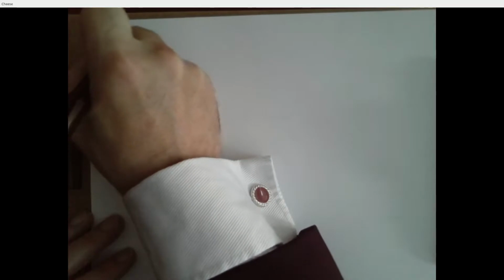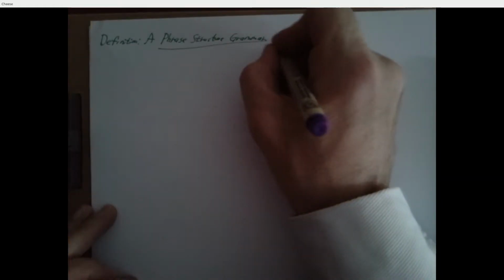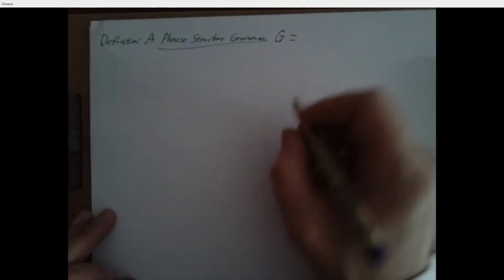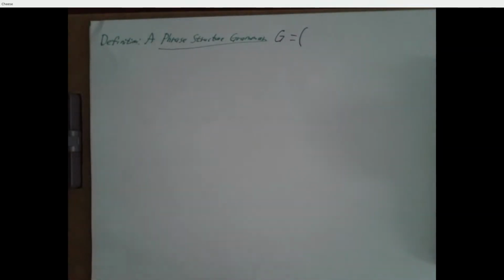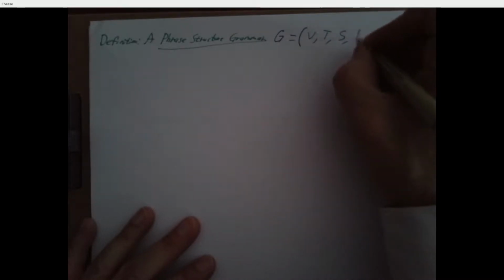And we're going to describe that in detail. So, definition. We're going to describe what's called a phrase structure grammar. We're going to call this grammar G, and it's a four-tuple. So it's an ordered collection of four things, which are sets we're going to call V, T, S, which is not a set, but we can think of it as one, and P.